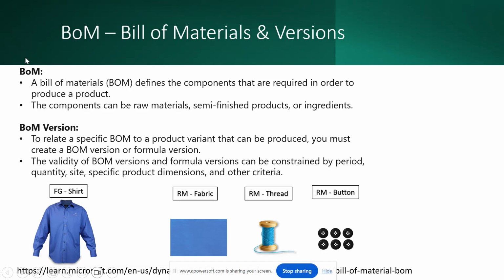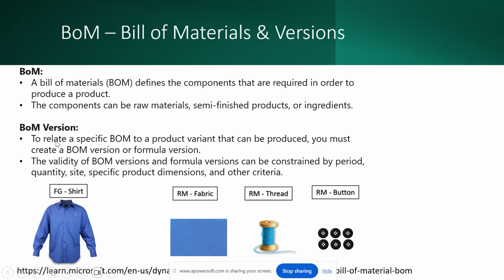What is a BOM? A BOM is a bill of material which defines the components that are required in order to produce a product. For example, in order to produce a shirt, an FG item, finished good item, you require raw materials like a fabric, a thread, and maybe six buttons in this case. These raw material items are the components actually required in order to produce the finished good shirt, right? This is what we primarily define as a BOM. The BOM consists of the components through which the finished good can be manufactured.